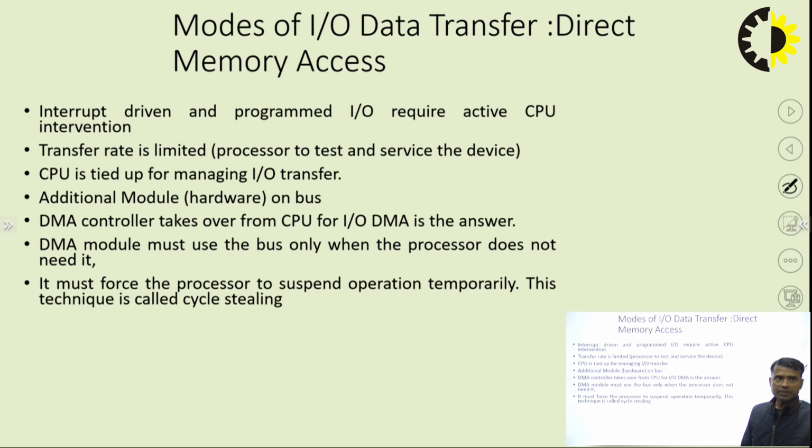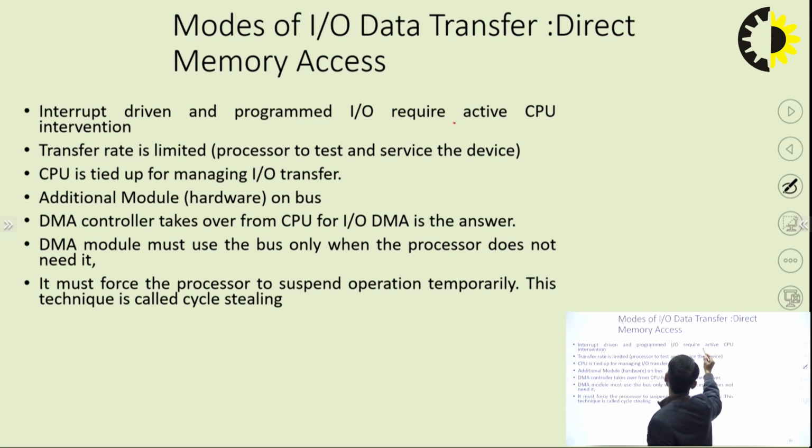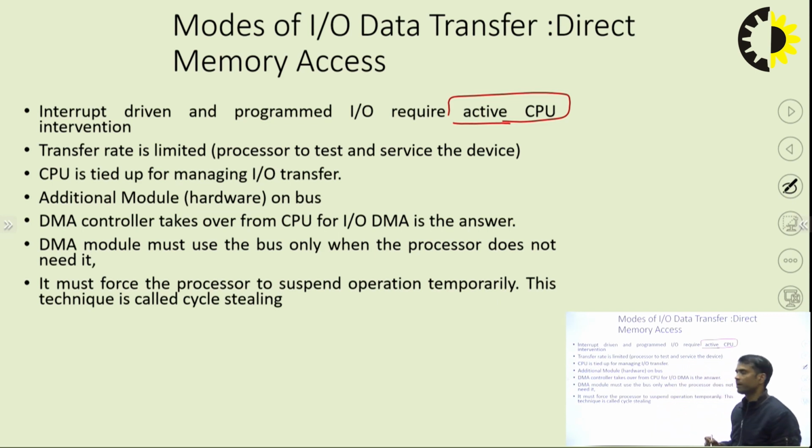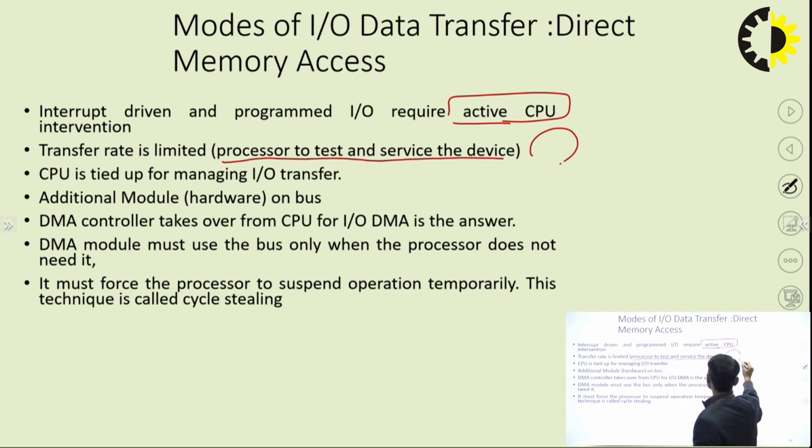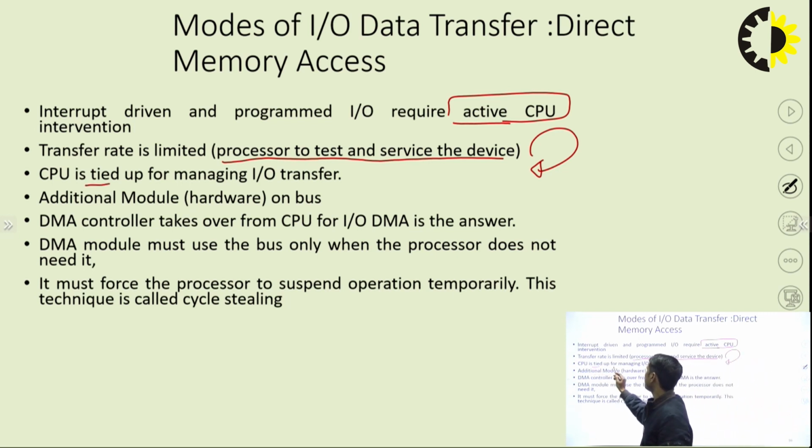Now, if we see the comparison, interrupt driven and programmed IO require active CPU involvement. So, this is the problem. We can see that the transfer is limited by the processor having to test and serve the device. It has to repeatedly test and serve the IO interface. So, basically the CPU is tied up as a manager for IO transfer.